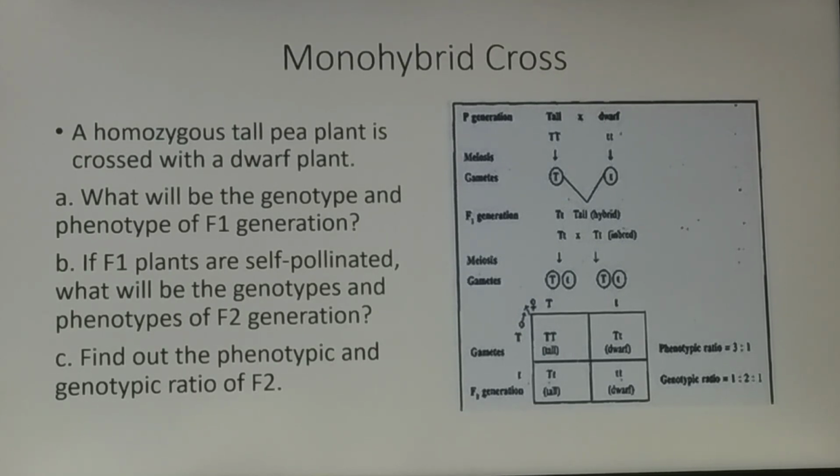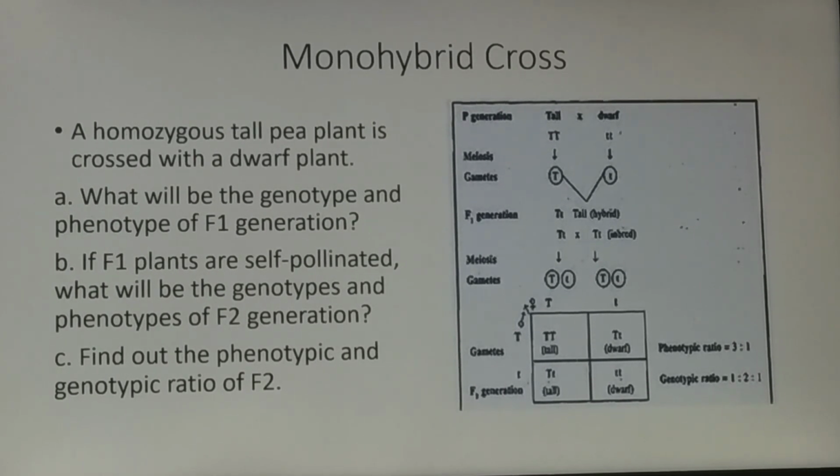You will get in the F2 generation 3 tall plants, one represented by the genotype capital T capital T, and 2 represented by the genotype capital T small t. So 3 tall plants and 1 dwarf plant. So what is the phenotypic ratio? 3 tall is to 1 dwarf. That is 3 is to 1.